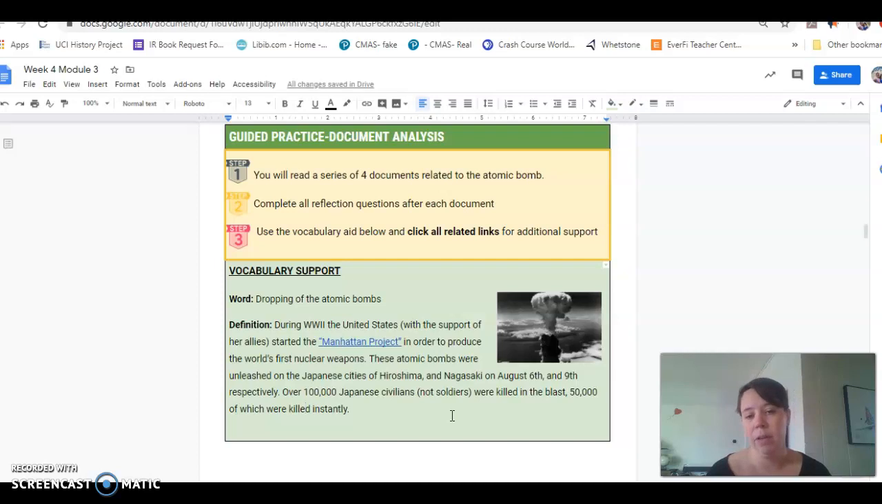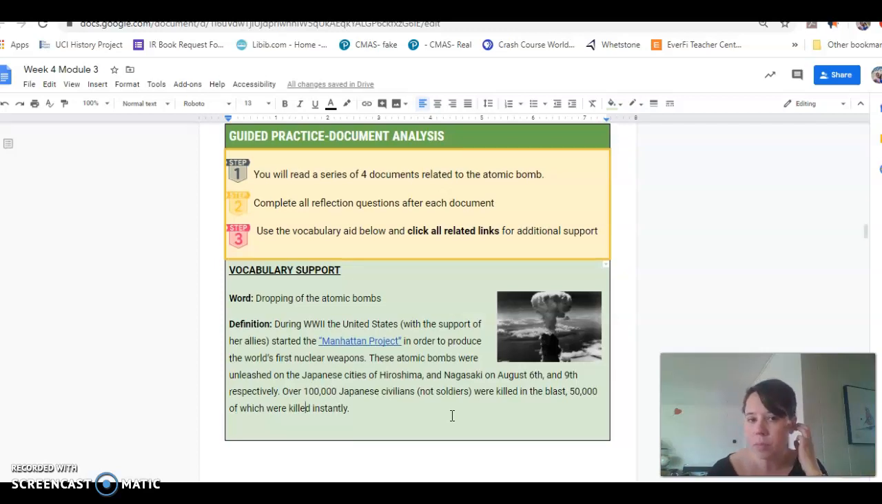Over 100,000 Japanese civilians, not soldiers, were killed in the blast, and about 50,000 of which were killed instantly. There are still studies that are following people that were very small children or were children of people who were exposed to the radiation after the blast. So the dropping of the atomic bombs are still impacting the lives of people in Japan today. If you've ever read the book Sadako and 1,000 Paper Cranes, she had, they called it bomb sickness, which we now know to be cancer from radiation.